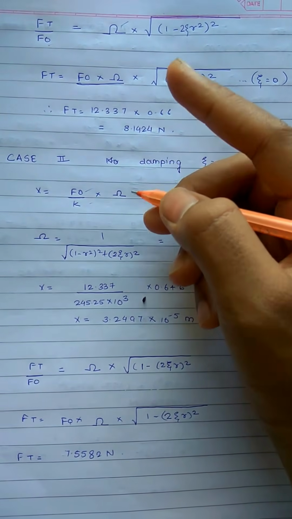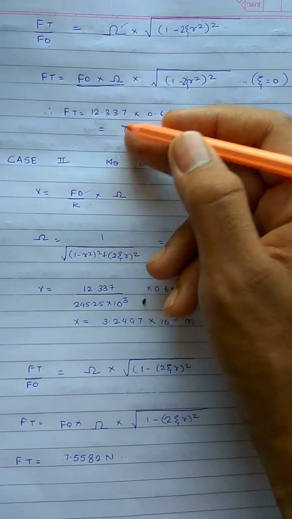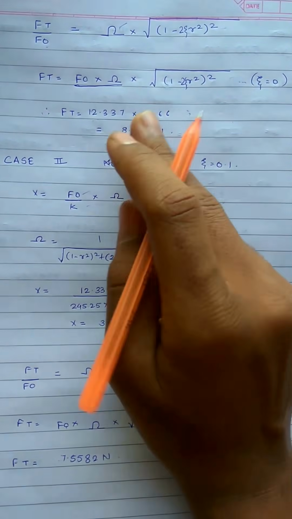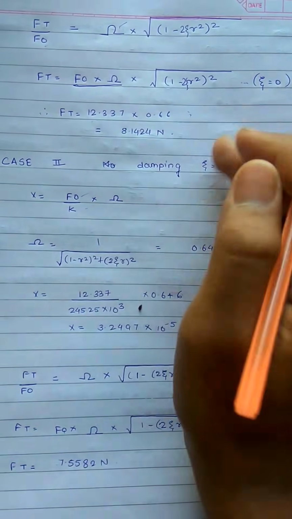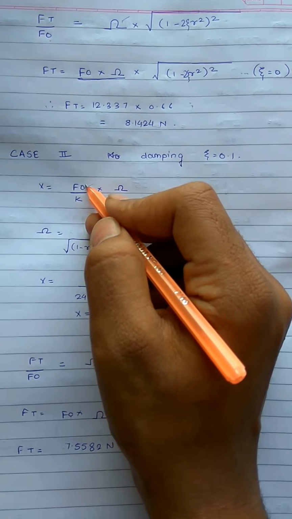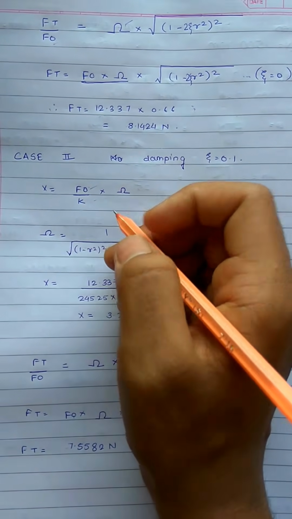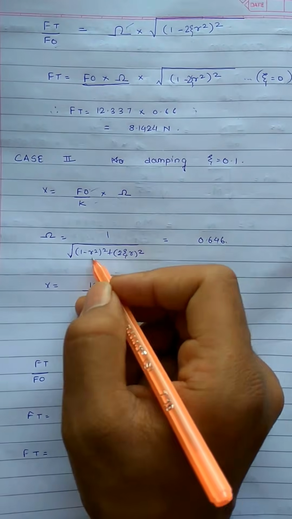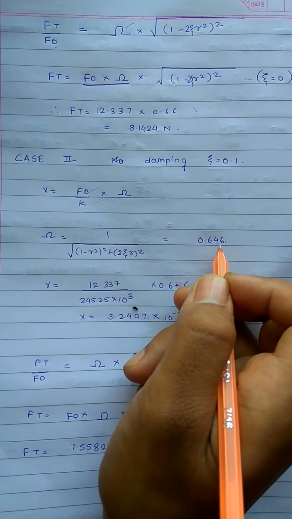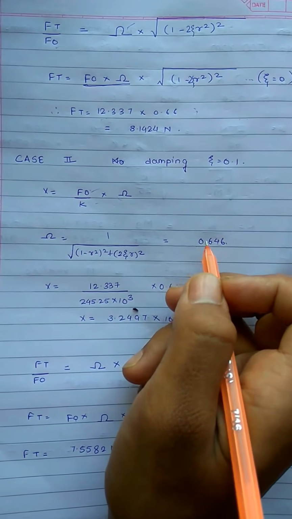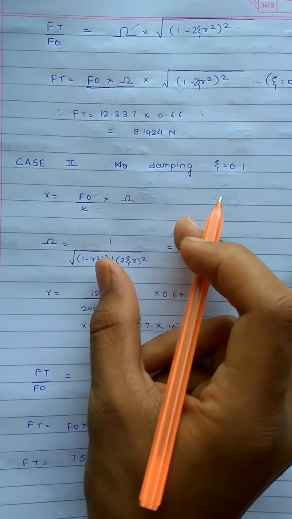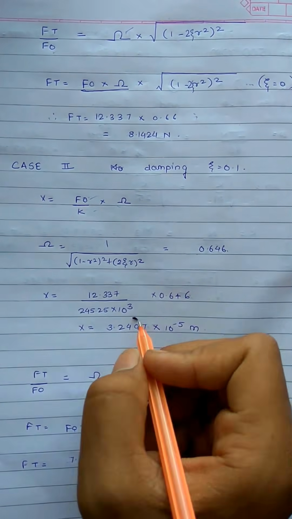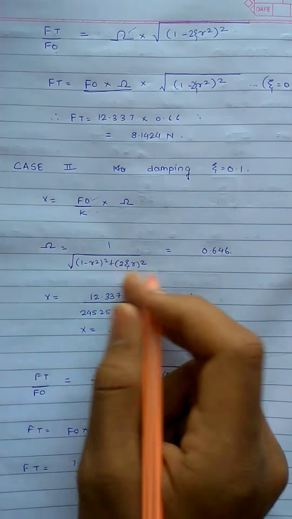We have to again find out Ft, that is force transmitted, and x when zeta is equal to 0.1. It is pretty simple. You have all the terms. You have F0 from the previous answers, k from the previous answers. Only this term will be changing. So putting 0.1 in this place you can find out 0.646. In the previous one it was 0.66, so there will be minute difference in the answers. You can find out x is equal to 3.24 into 10 raised to minus 5 meter.